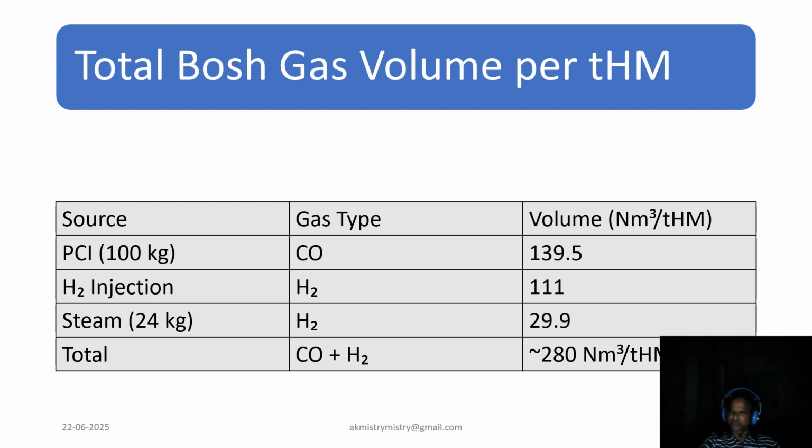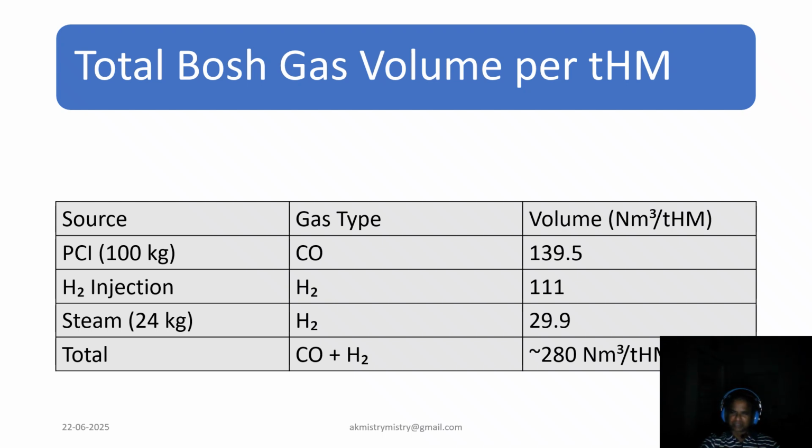And now is the time to see the total Bosch gas volume per ton hot metal. So now we bring it all together. Carbon monoxide from PCI gives 139.5 normal meter cube. Hydrogen from direct injection gives 111 normal meter cube. Steam contributes around 30 normal meter cube more. So that brings the total Bosch gas volume to approximately 280 normal meter cube per ton of hot metal, even before including nitrogen from the air blast. But that is not yet considered.